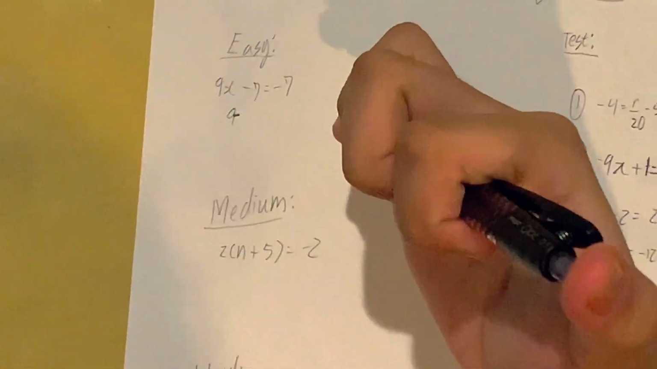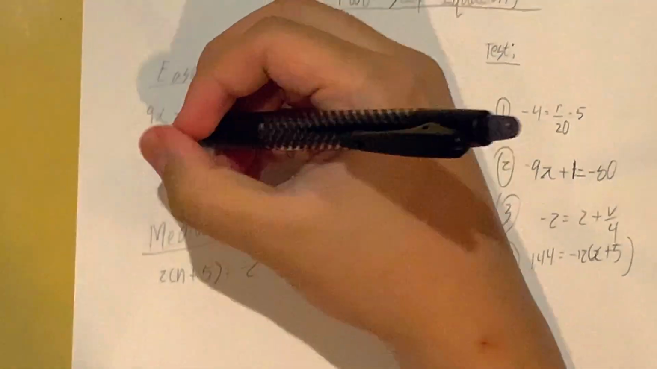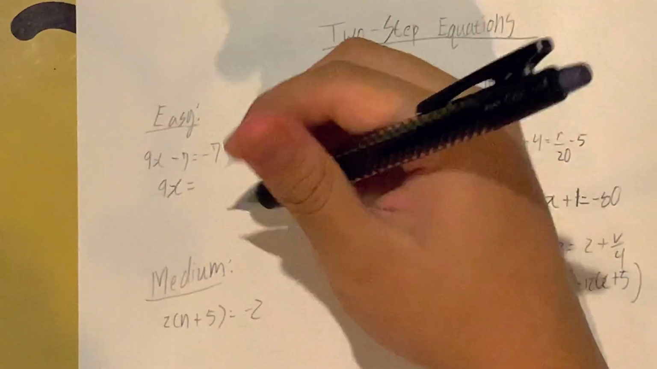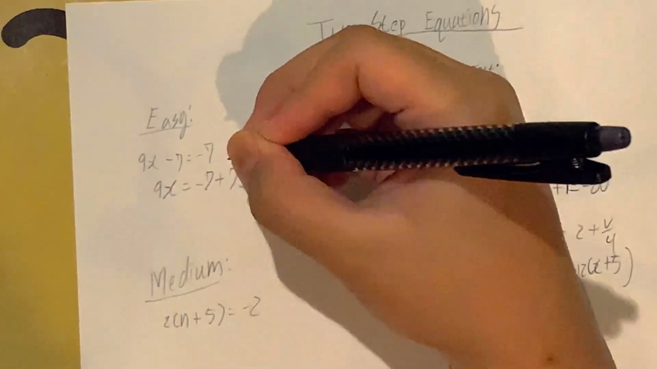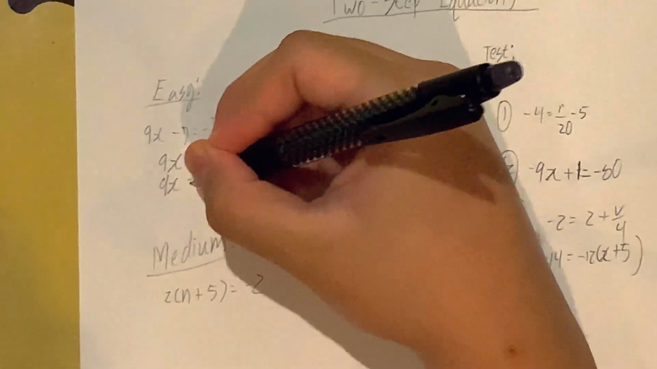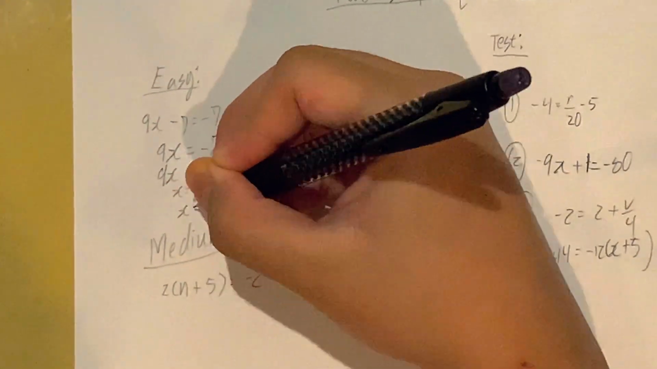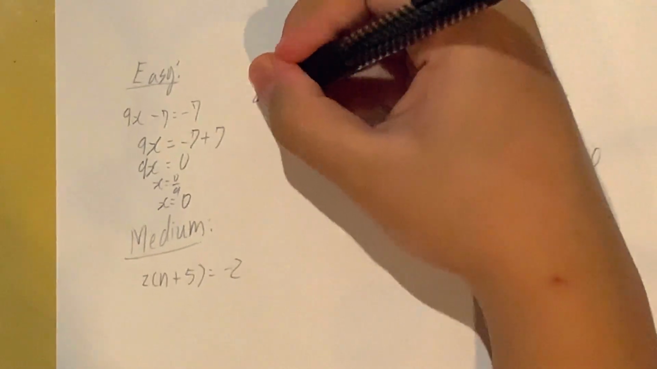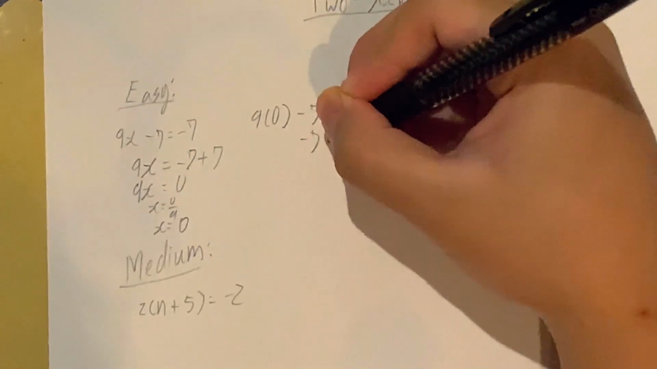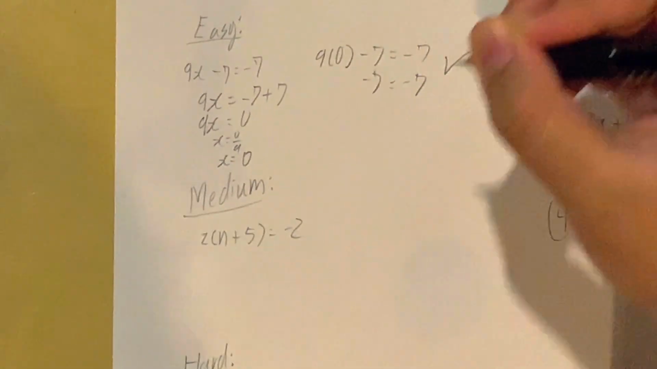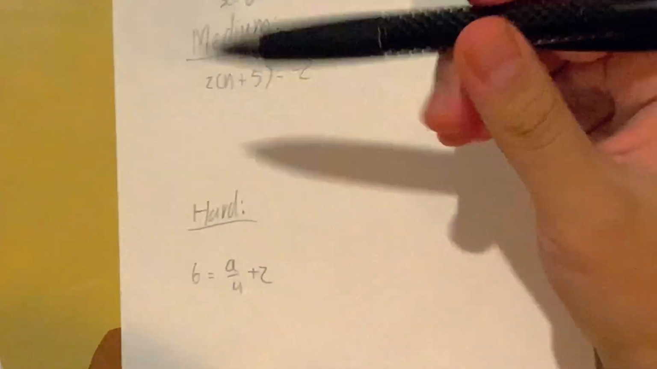Okay, so what's minus 7, and then it moves the other side. It turns to plus 7, right? So, and then if you add these together, it becomes 0, and then in here it's 0 divided by 9 equals 0, and then let's check our answer. This answer is right.